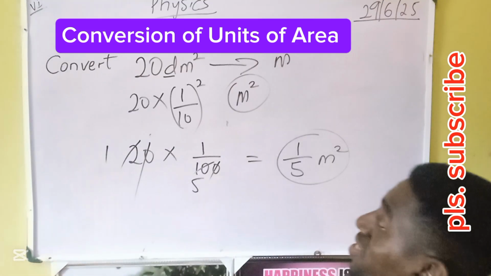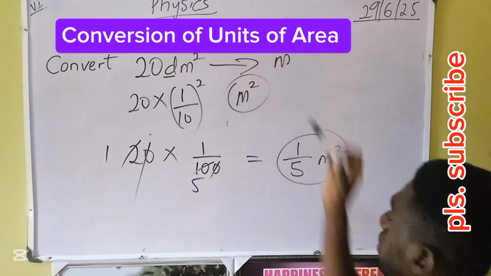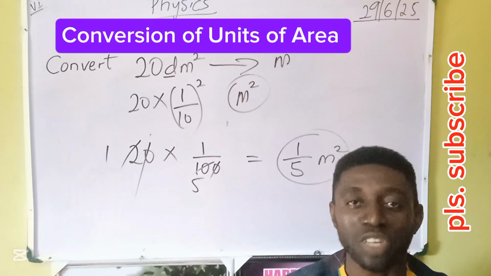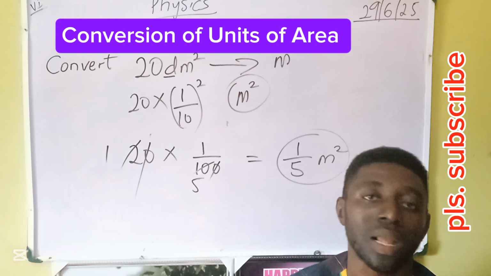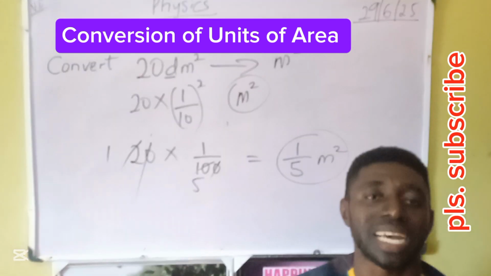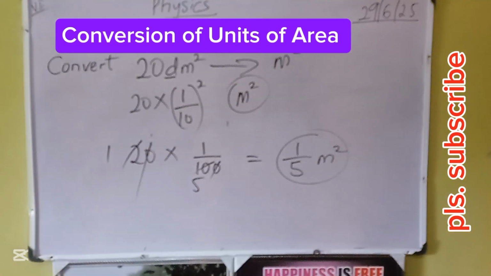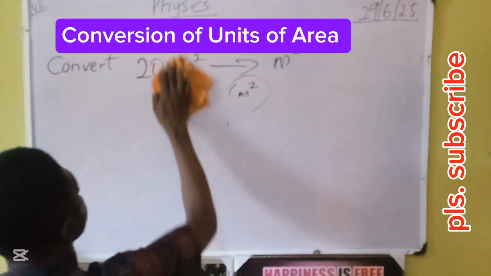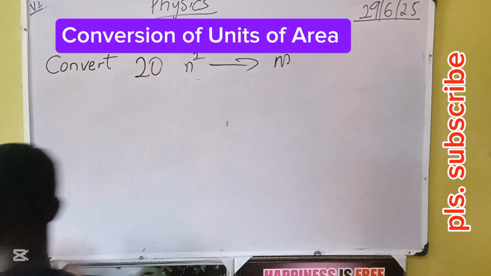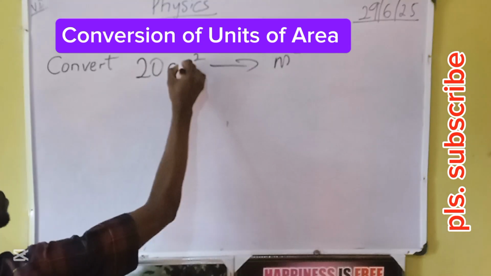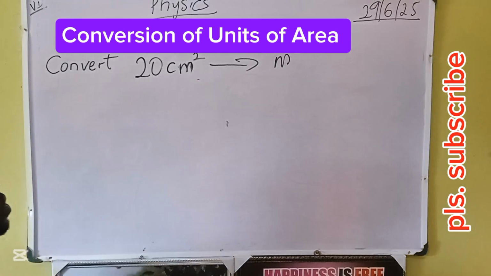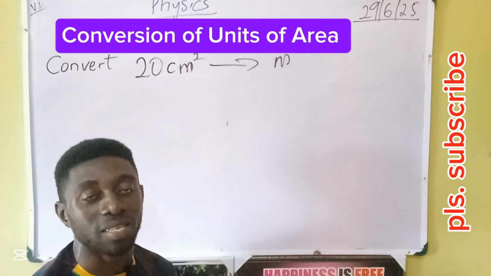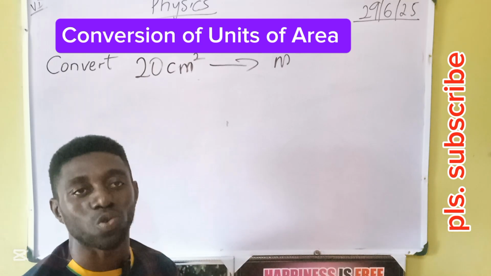Okay, you can see that 20 decimeter square is the same as 1/5 meter square. Conversion made simple. Okay, let's take another unit. Let's go for centimeter square. Let's maintain the same number because our concern is the units. Here we have 20 centimeter square.